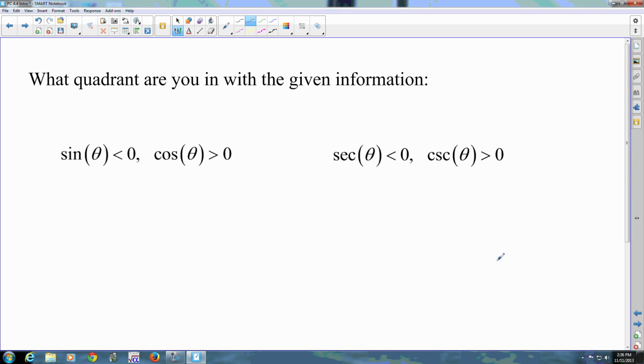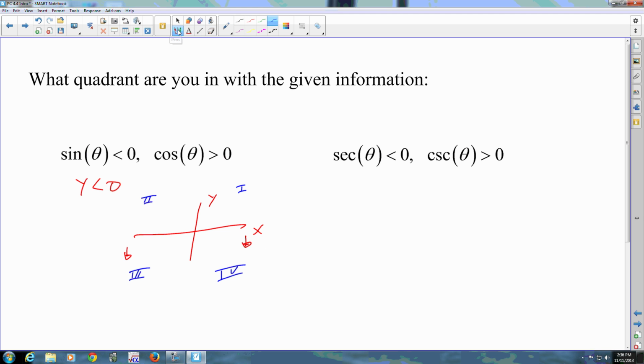Right? What quadrant are you in if you're given this following information? Okay, sine is your y value. Your y's are less than 0. Okay, well, look at a coordinate grid. That's your y. These are your x's. Your y's are less than 0 in quadrant 3 and 4. So I guess let me back up. Make sure you guys remember what quadrant's which. That's quadrant 1, 2, 3, and 4.